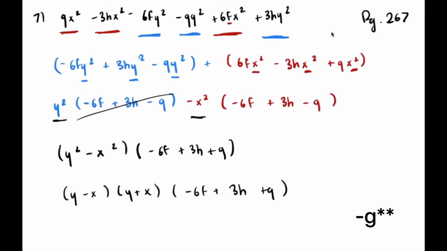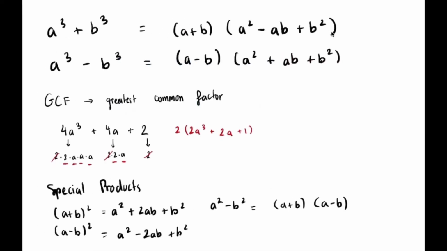So this is how you use the grouping technique in order to factor polynomials. And this is also how you use special products as well as greatest common factor. This example includes all the three factoring techniques that we talked about over here.